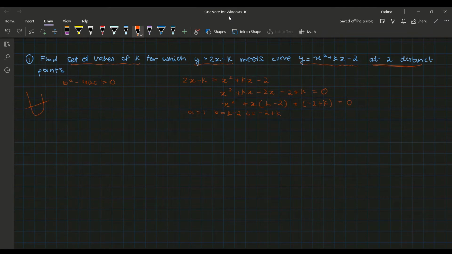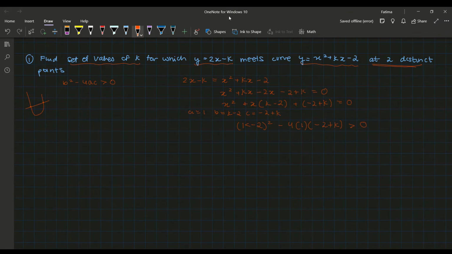So if we try to apply this in our quadratic formula, we'd be solving for x, which is quite unnecessary because we're asked to find the set of values of k for which these two equations meet and intersect. So in this case, what we should be doing is applying b squared minus 4ac is greater than 0, because there's no other approach we can really take. In this case, b squared would be (k minus 2) whole squared, minus 4 into a over here is 1, and c over here is minus 2 plus k. So this has to be greater than 0.